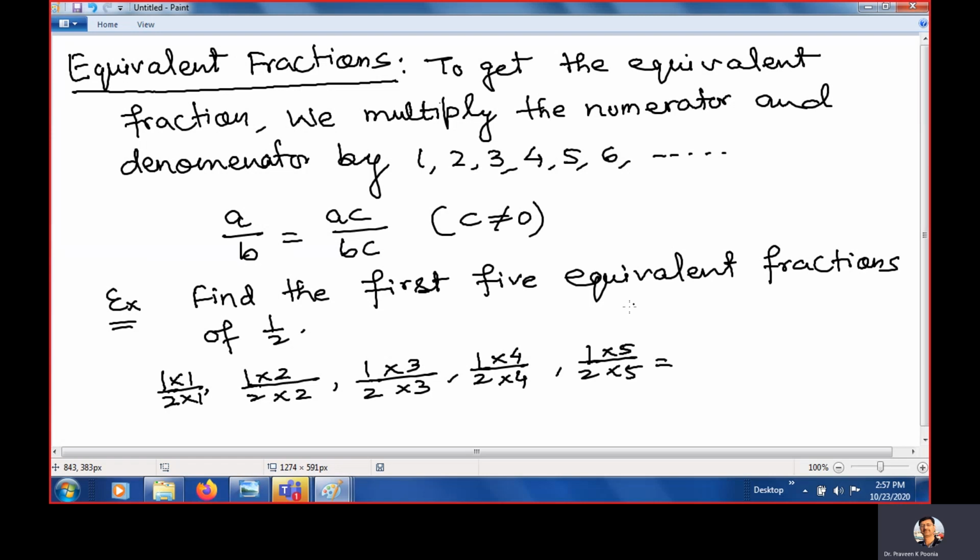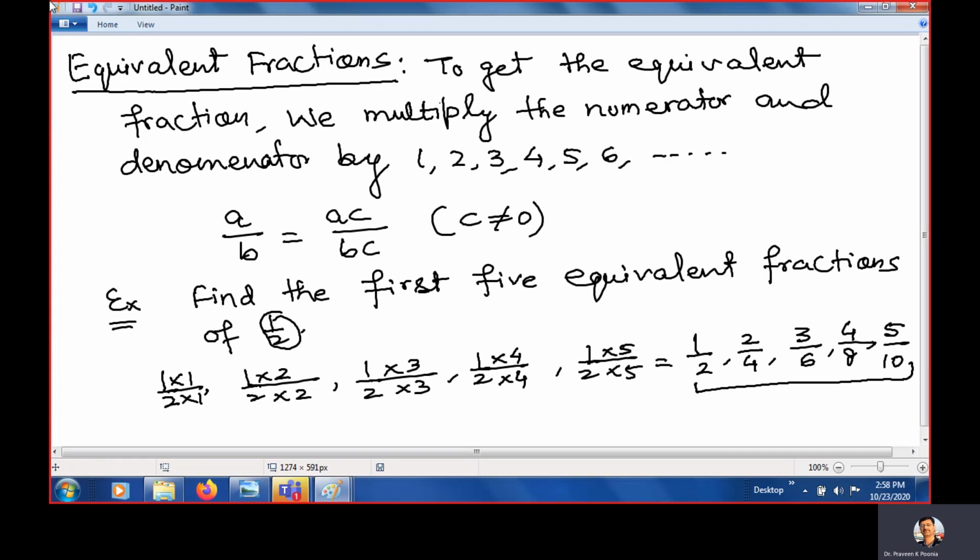Now you multiply: 1 times 1 is 1, 2 times 1 is 2, 1 times 2 is 2, 2 times 2 is 4, 1 times 3 is 3, 2 times 3 is 6, 1 times 4 is 4, 2 times 4 is 8, and 1 times 5 is 5, and 2 times 5 is 10. So these 5 are equivalent fractions to 1 upon 2.